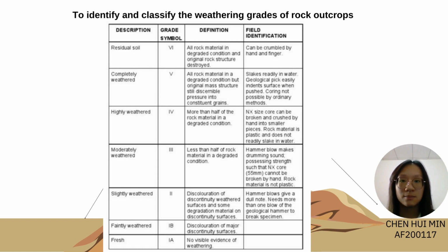Let me take some examples. In Grade 3, less than half of the rock material is in a degraded condition, while in Grade 4, more than half of the rock material is in a degraded condition.